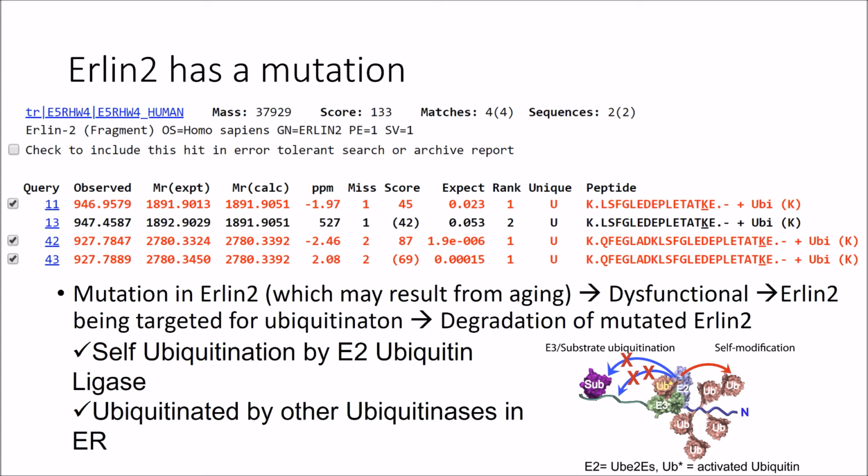Ubiquitination of ERLIN2 can happen in two ways. One, self-ubiquitination by its own ER ubiquitin ligase, or it can also be ubiquitinated by other ubiquitin ligases in the ER. As you can see from this small diagram, there's actually a mutation in the ubiquitin ligase, and it's unable to ubiquitinate its substrates. Instead, it self-ubiquitinates or modifies itself, but that's just additional information. So the main point to take note of here is that ERLIN2 currently has a mutation.